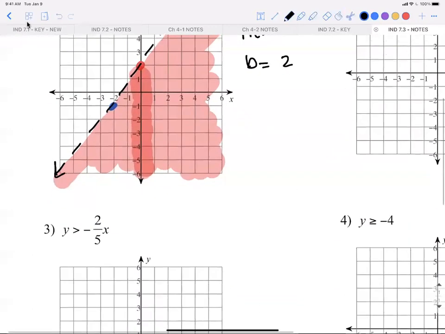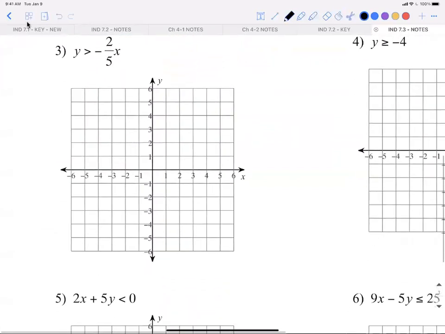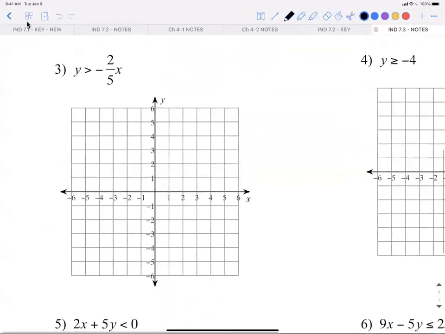Okay. Let's do another one like that again, and then we'll look at special cases. So we're going to jump to this one. I'll give everybody a chance to sketch this down.